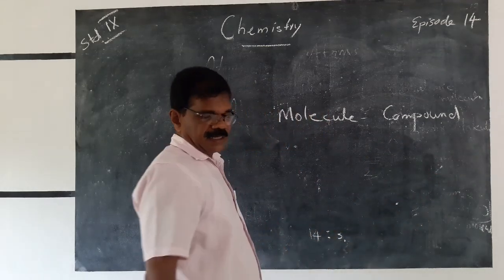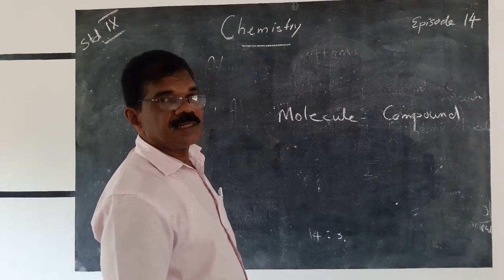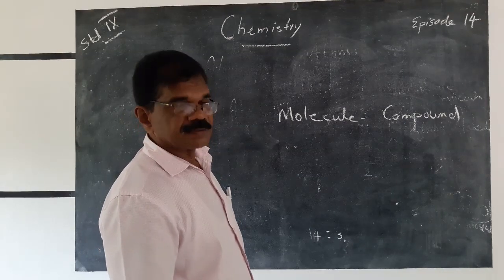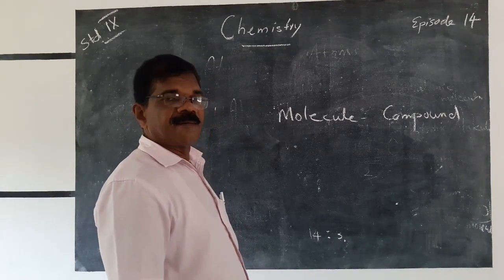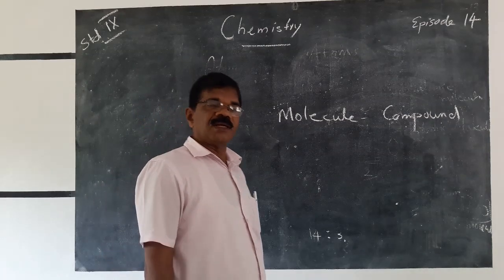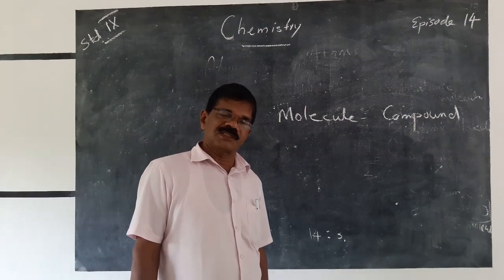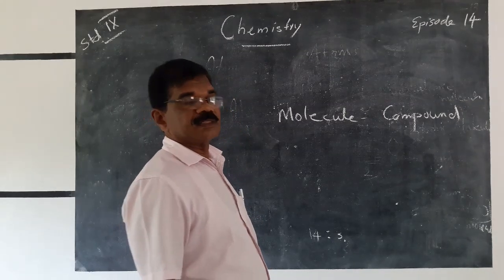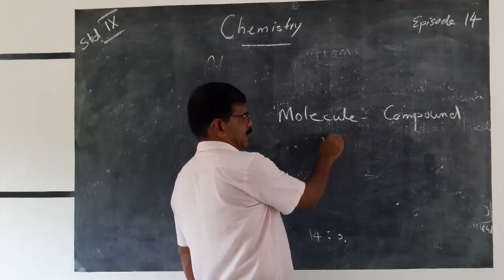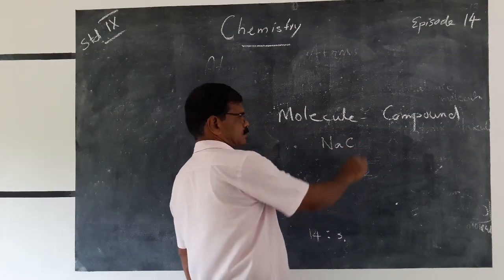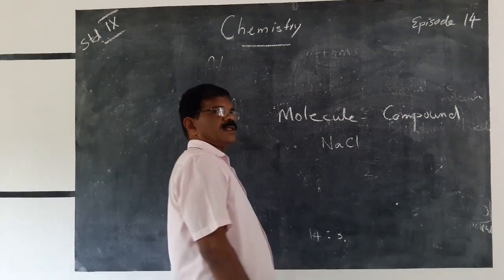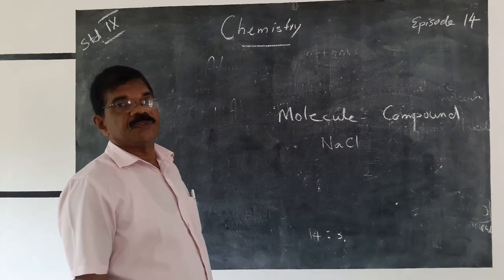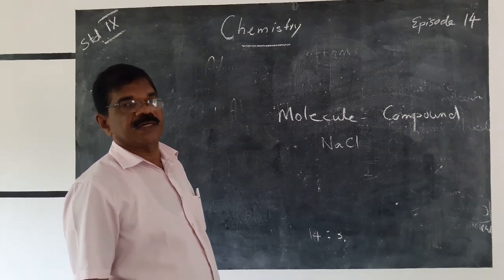Similarly, can you write the molecular formula of any other substance found in your kitchen? The most common material which you find in the kitchen is what? Sodium chloride. This is known as common salt. What's the molecular formula? NaCl. Can you say another thing? Sugar. Can you say the molecular formula of sugar?